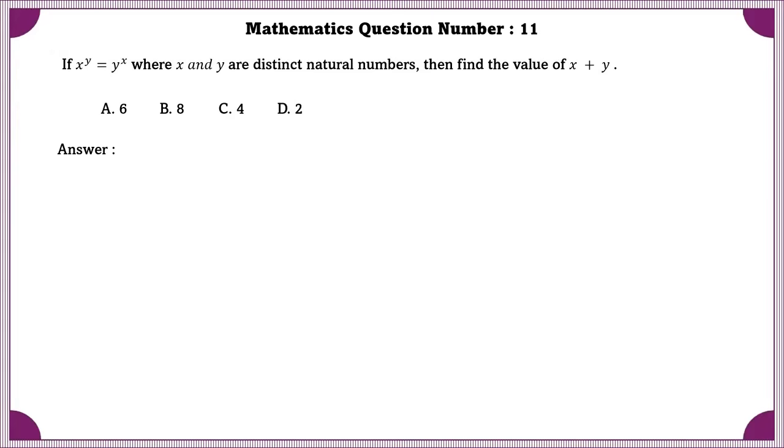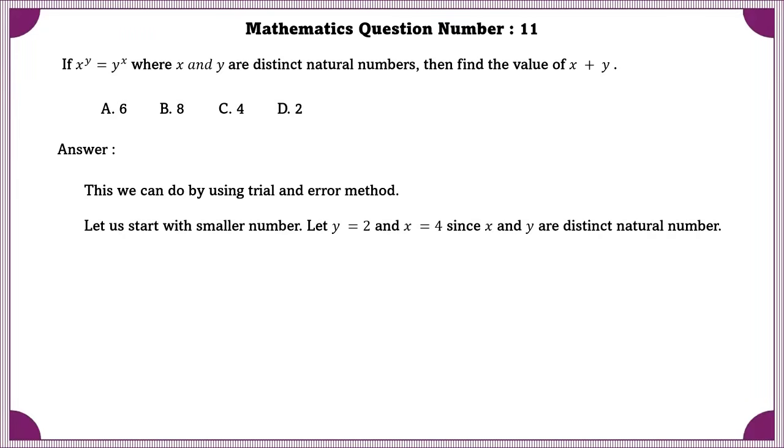Question number 11. If x to the power y is equal to y to the power x, where x and y are distinct natural numbers, then find the value of x plus y. This we can do by using trial and error method. Let us start with smaller numbers. Let y is equal to 2 and let x is equal to 4, since x and y are distinct natural numbers.